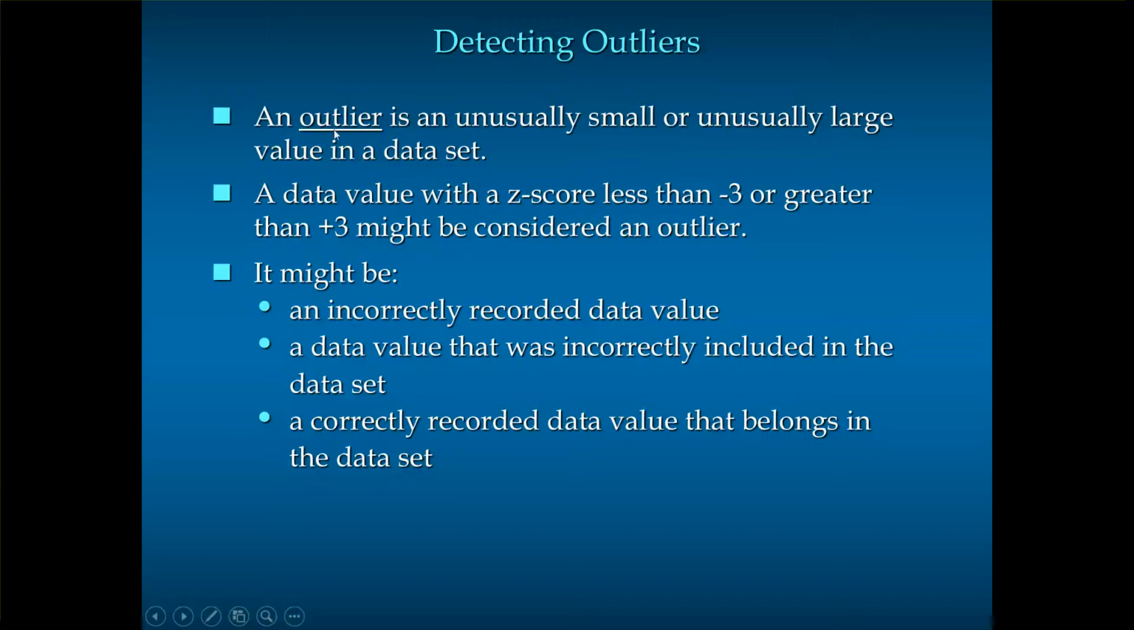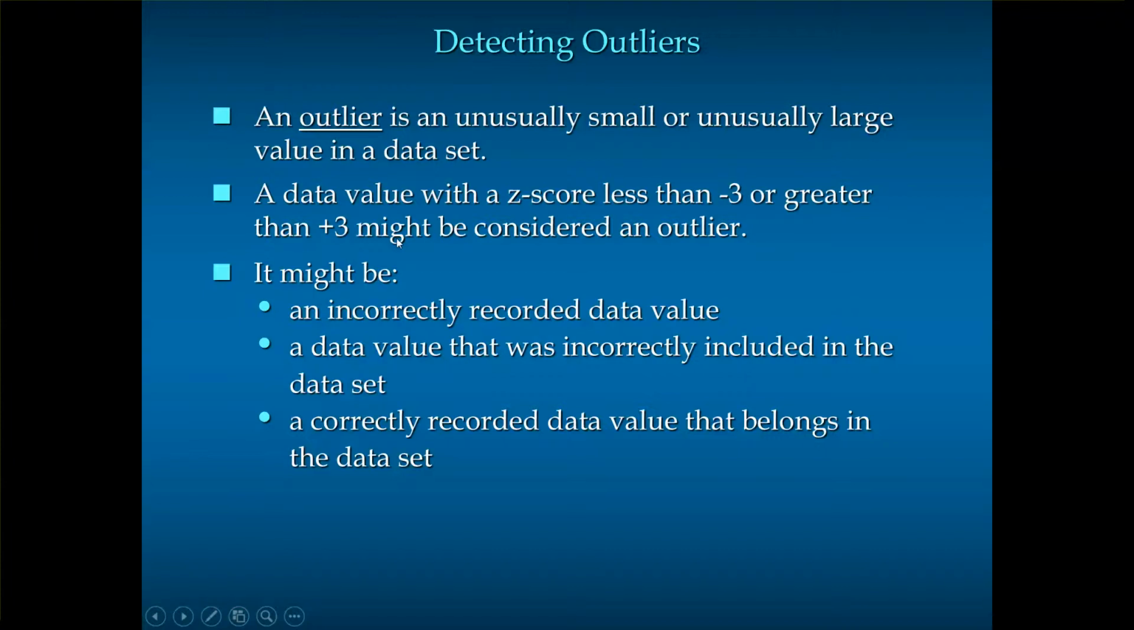First, many of you already know what outliers are. An outlier is an unusually small or unusually large value in a data set. The way we identify it is to follow the empirical rule. If we have a data value, and after we standardize it the z-score is less than -3 or greater than +3, it might be considered an outlier.